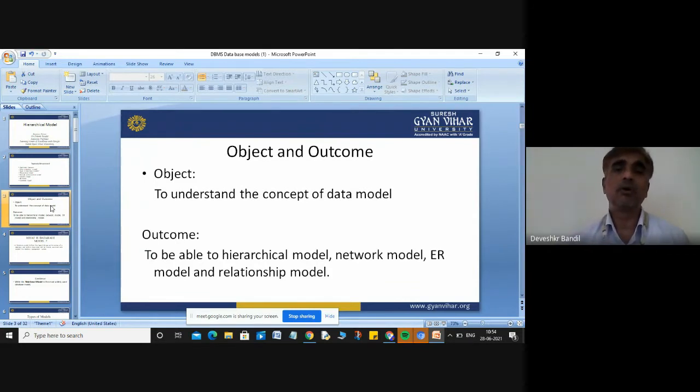And if we talk about the outcome of this lecture, after this lecture, the student will be able to know all database models like hierarchical model, network model, and relational model. And also, the student will be able to know what the characteristics of your hierarchical model are and what the disadvantages of your hierarchical model are.